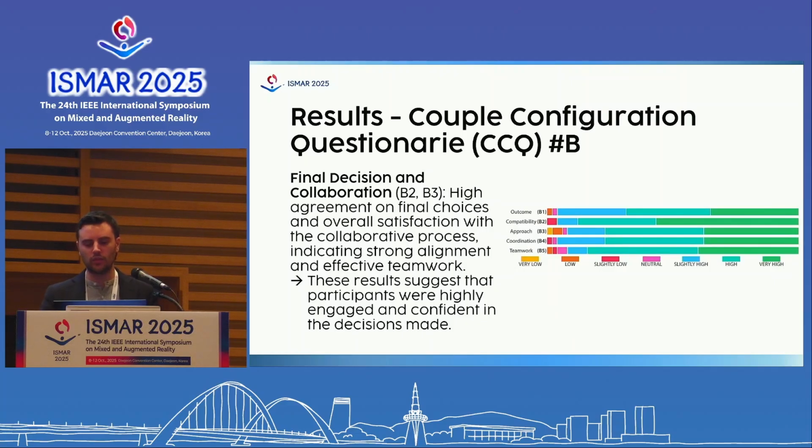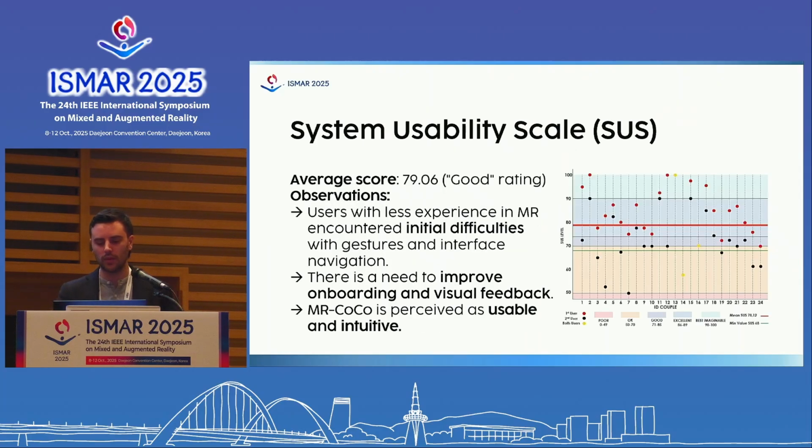The final decision collaboration section showed a high level of agreement on final choices and overall satisfaction with the collaborative process. This indicates a strong alignment between participants and teamwork. The result suggests participants were highly engaged in the decision-making process and felt confident in their decisions as a couple.